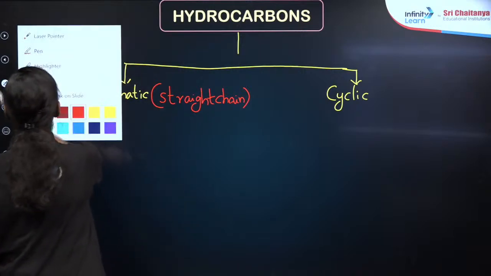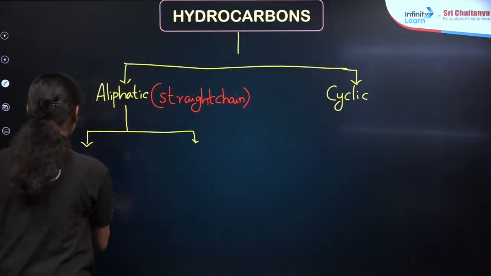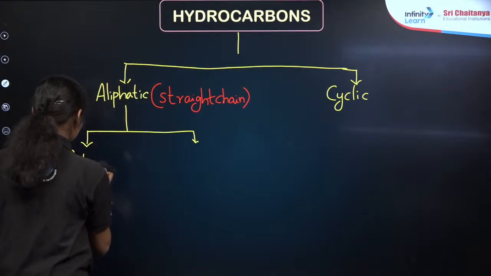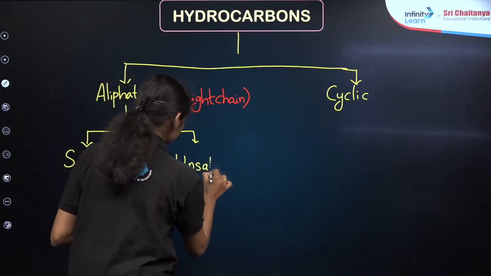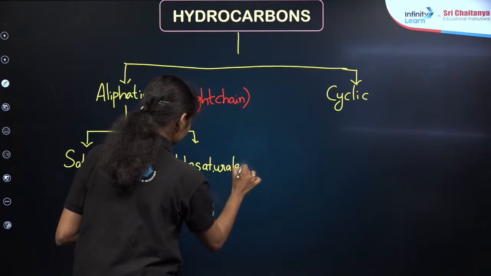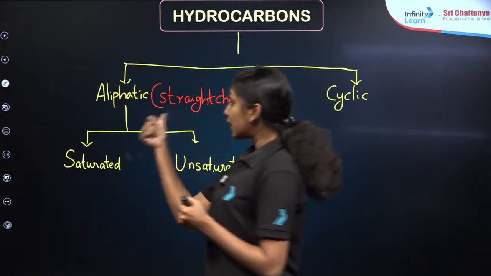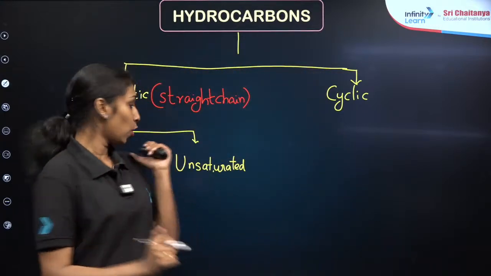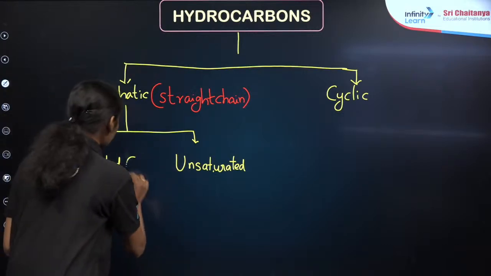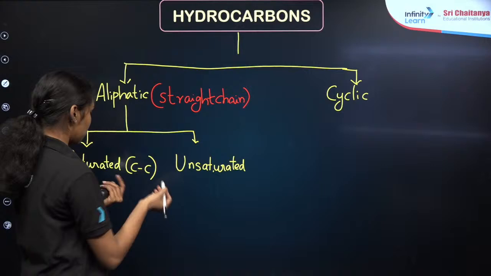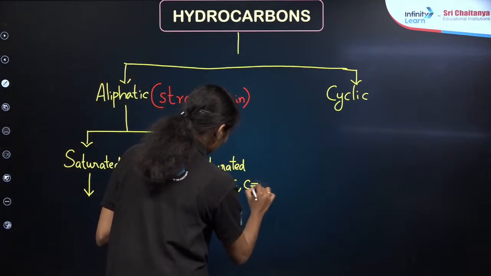So here, aliphatic I can again divide into 2 parts. What are they? Any idea? Okay, saturated and unsaturated, right? Depending upon the carbon-carbon bond, we can divide these aliphatic hydrocarbons into 2 types. One is saturated hydrocarbons. Saturated means these hydrocarbons contain only carbon-carbon single bonds or carbon-hydrogen single bonds. In the case of unsaturated, there will be either a carbon-carbon double bond or a carbon-carbon triple bond, right?